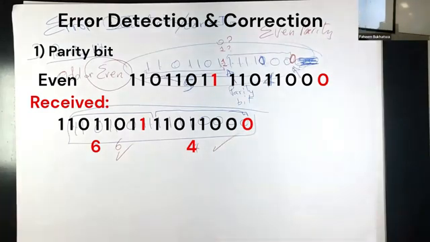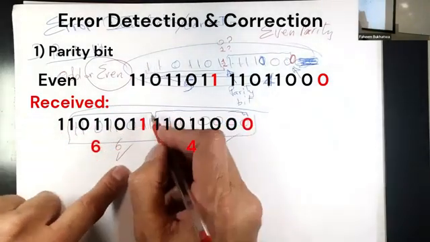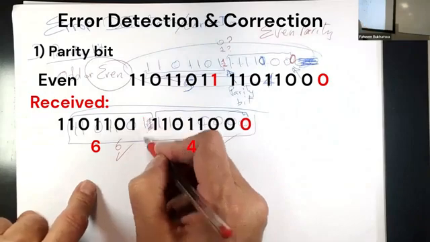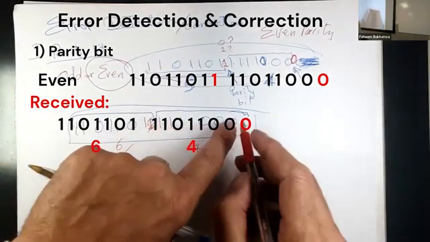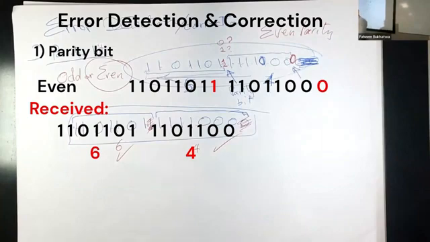Now that's the first step. The second step that the receiver will do is say, okay, let's get rid of the parity bits. It knows where the parity bits are. It's the last bit in every byte, so it will remove this one, and then it will go and remove this 0. And now the information is exactly the same.